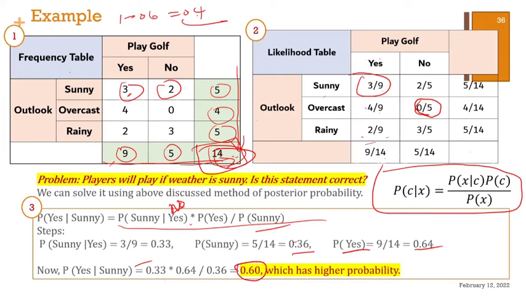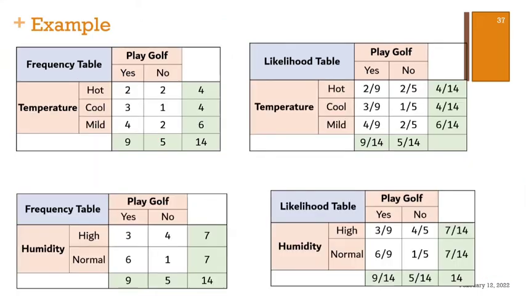Now we move further and see even bigger examples, whereby you can be given other hypothetical questions to solve, considering the likelihood table. So for the frequency table for temperature, like I mentioned, you have to bring everything on board. From the frequency table, we move to the likelihood. The same procedure. Yes is 9: 2 divided by 9, 3 divided by 9, 4 divided by 9. No is 5: so 2 divided by 5, 1 divided by 5, like that.